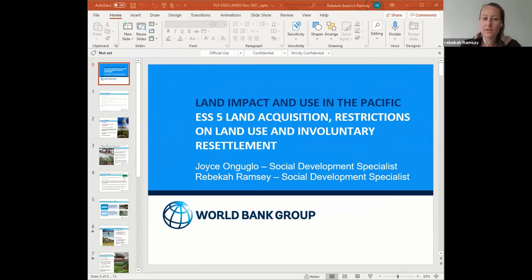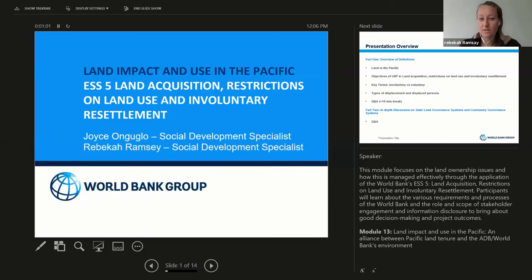But we also know that some of the practitioners joining the session today will also be using other types of good international practice standards, such as the Asian Development Bank's Safeguards Policy Statement 2009. You might be using DFAT's safeguards policies or some other kind of international safeguard policy. So we want to make this session as relevant as possible, and we invite you to raise any questions or comments that you have about how the standards that you're working with might apply in the particular context that you're working in.